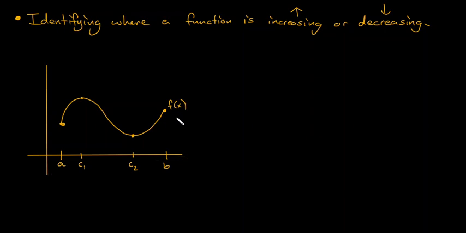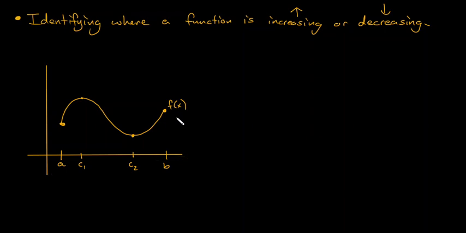Look at this. Tell me, where do you think that this thing is increasing? What's your gut say? A to C1 and C2 to B. So I heard A to C1, and C sub 2 to B. Why would you say it's increasing there? Because it's going up.